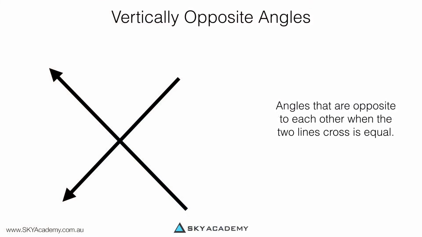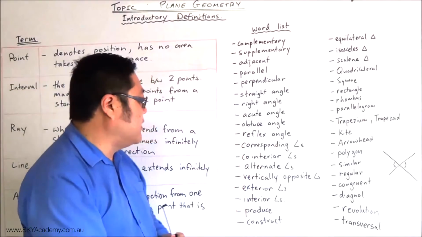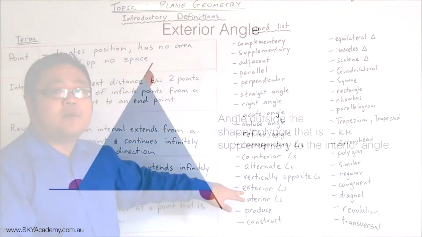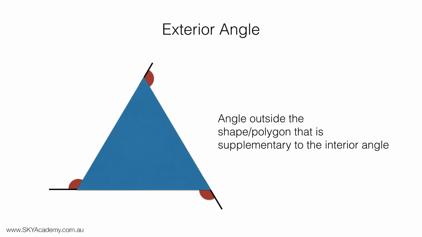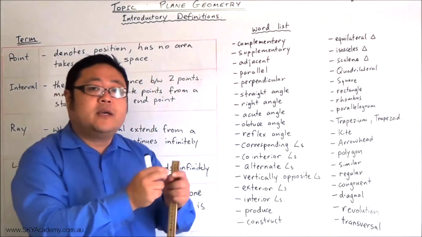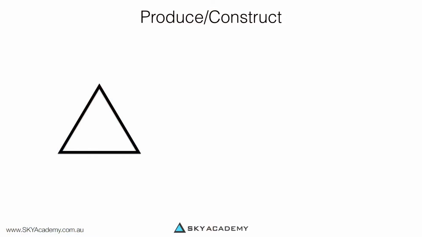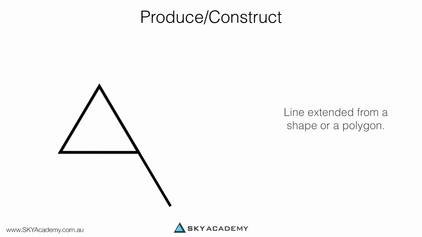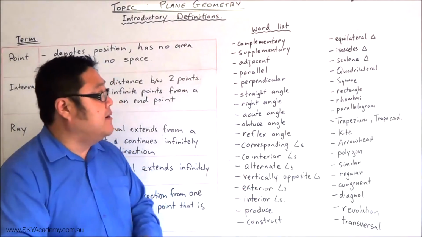Vertically opposite angles are angles that are opposite each other when two lines cross. Okay? So the exterior angles are the ones outside the angle, outside the shape. Interior angles are the angles inside the shape. Produce means to extend a line or to add to a geometrical question. To construct and produce, they're often the same thing.